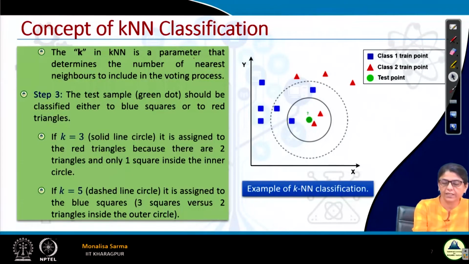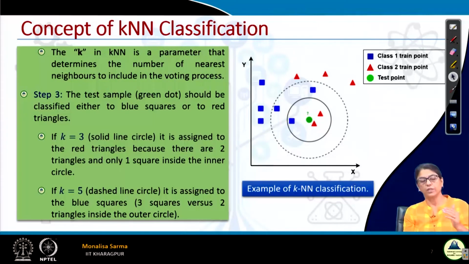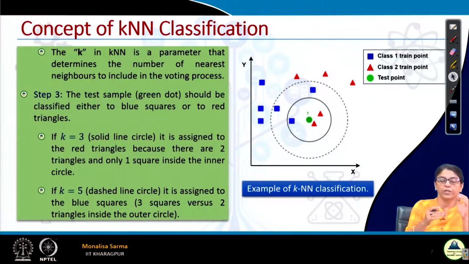The k in KNN is a parameter that determines the number of nearest neighbors to include in the voting process. So, as I told you here, I will find out the k training points which are nearest to the test point. This k will determine how many of these training data points will be involved in the voting process. Basically, in k nearest neighbor, it is a sort of voting process. We will see the example here.